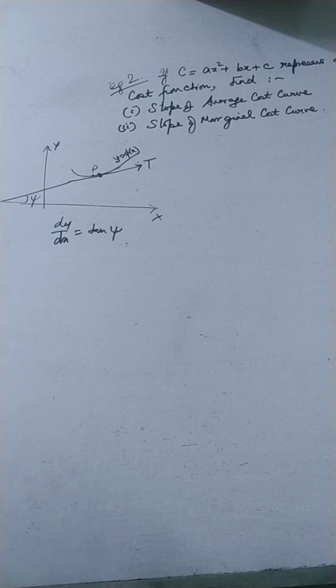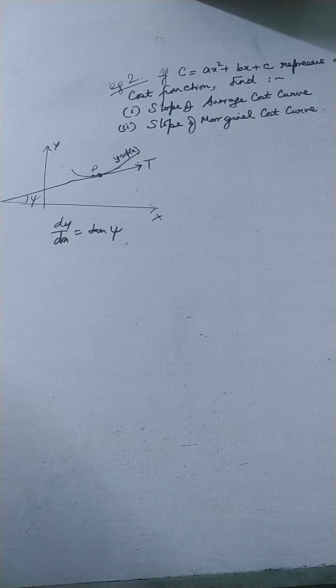So here also, when y is equal to f(x), the slope is given by the derivative of y. So here, when average cost is known, the slope of the average cost function will be given by d/dx of the average cost that we will get. Similarly, d/dx of the marginal cost will give us the slope of the marginal cost curve.